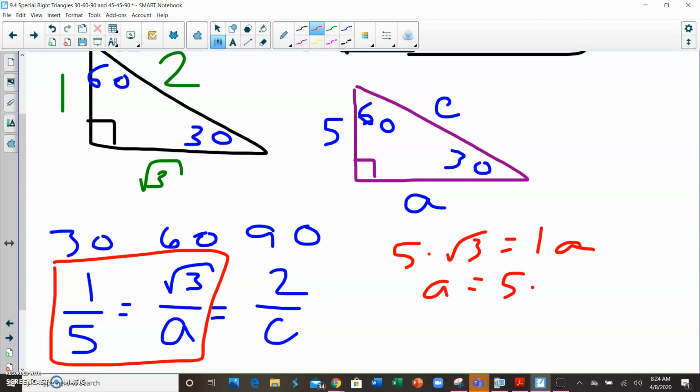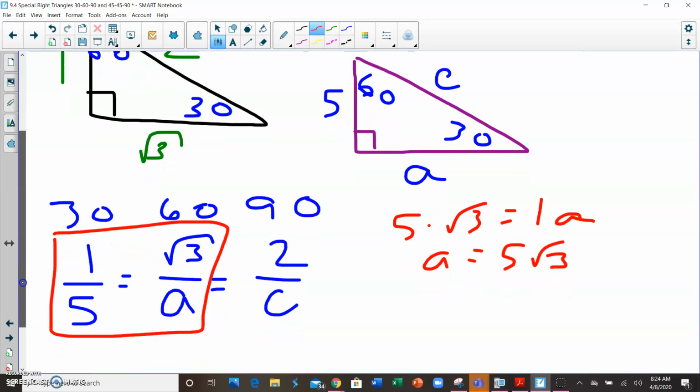A is equal to 5 times the square root of 3. Again, sorry about my writing.